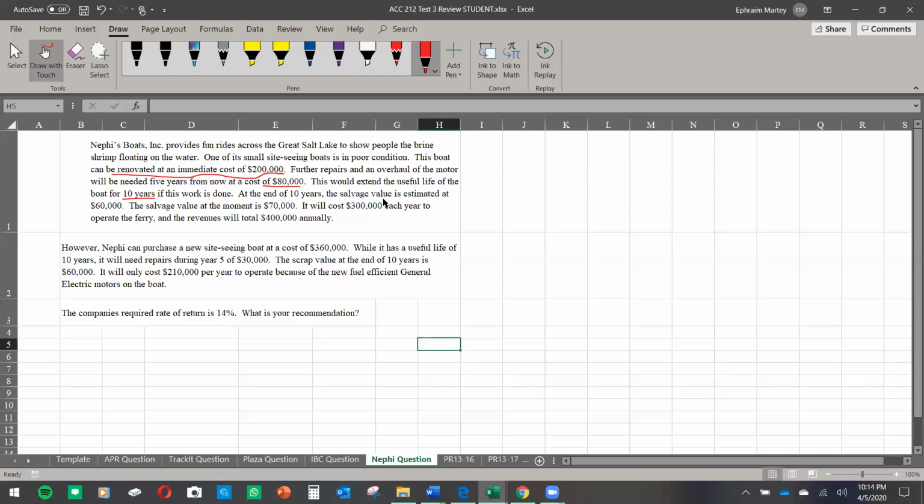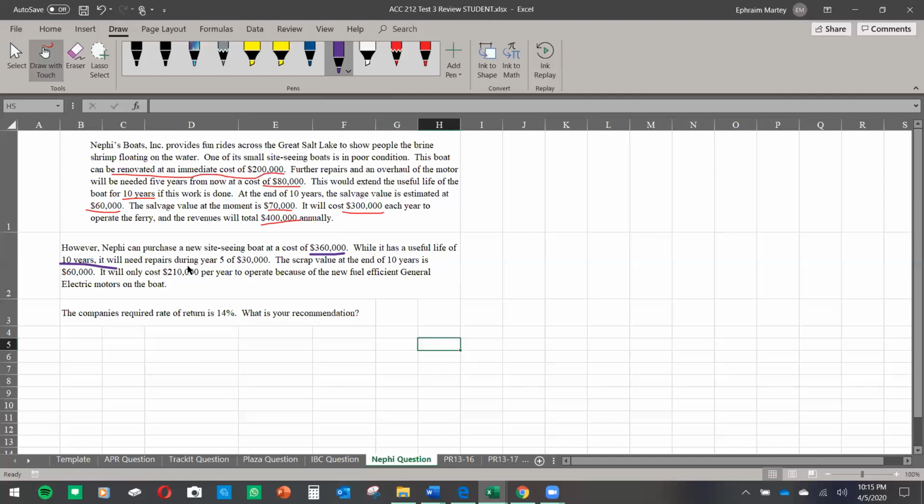Okay, at the end of the 10 year, the salvage value estimate was 60,000. Okay, the salvage value at the moment is 70,000. I'm just letting you mention it. It will cost 300,000 each year to operate the ferry, and the revenue will total 400,000. Okay. However, this is the old machine. The new machine, or to buy a new, okay, renovating and then buying a new. To buy a new site for the boat, it will cost 360,000. Let me use a different color for this one. It will cost 360,000, and the useful life is 10 years. So we know we are dealing with 10 years with both renovating or buying a new one.